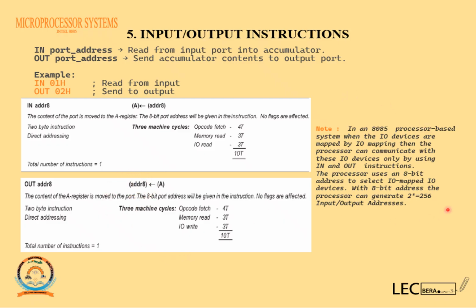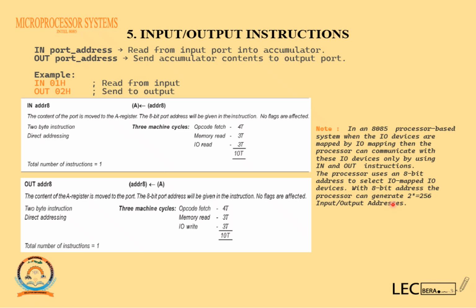We have a small note here to take. In an 8085 processor based system, when the input-output devices are mapped by input-output mapping, then the processor can communicate with those devices only by using IN and OUT instructions. The processor uses an 8-bit address to select input-output mapped devices. With an 8-bit address, the processor can generate 2 raised to 8 addresses, which is equivalent to 256 addresses. These are going to be assigned to input-output devices.